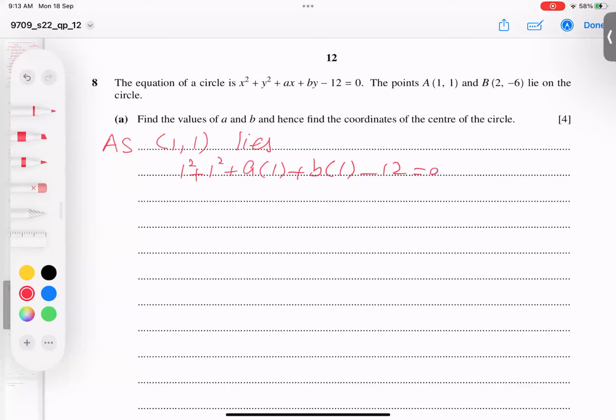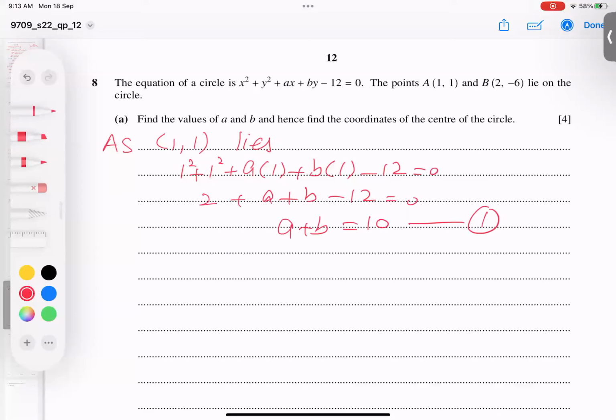I got 2 plus A plus B minus 12 equals 0. I can say A plus B equals negative 10 here, and going to the right-hand side, positive 10. Equation 1 is done. And in the same way I can go for the second equation, students.